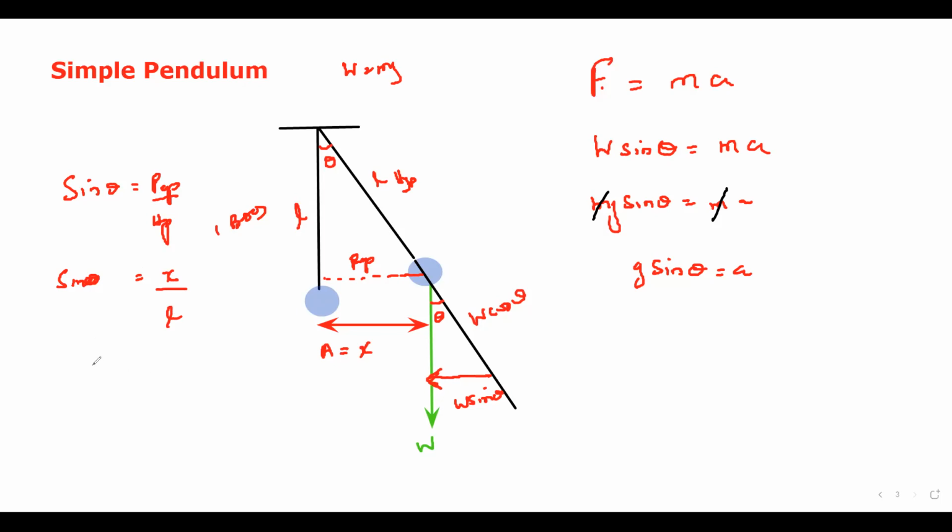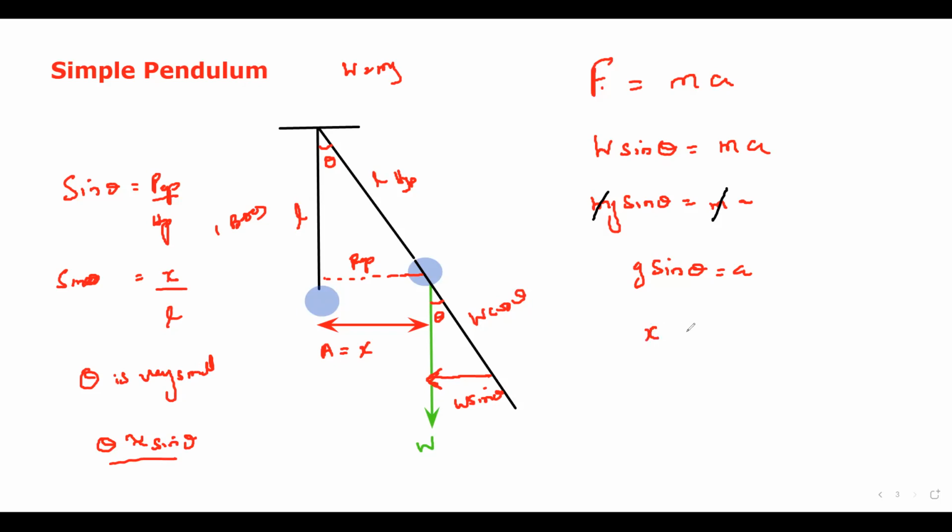What about theta? Sine theta is x divided by L, but this theta is very small. When theta is very small, this angle value is very small. So theta is approximately equal to sine theta. Theta and sine theta have the same value. So here a is equal to g sine theta, and sine theta is what? Sine theta is x divided by L.